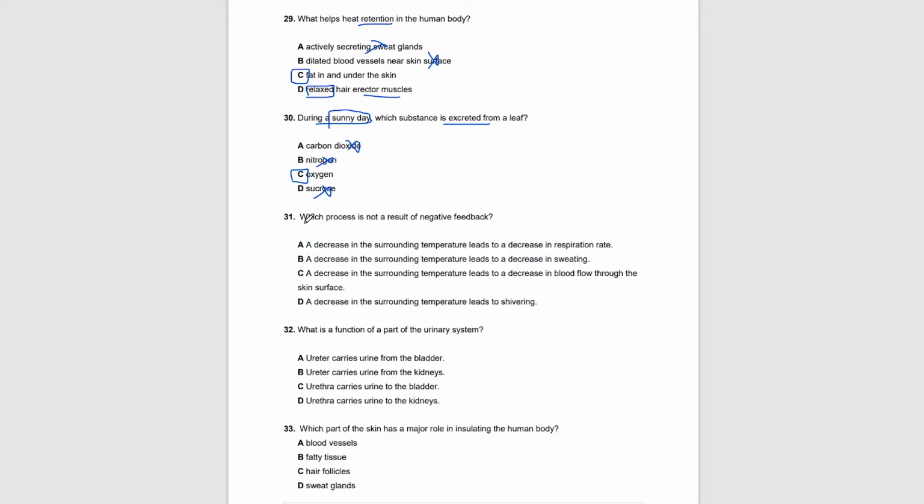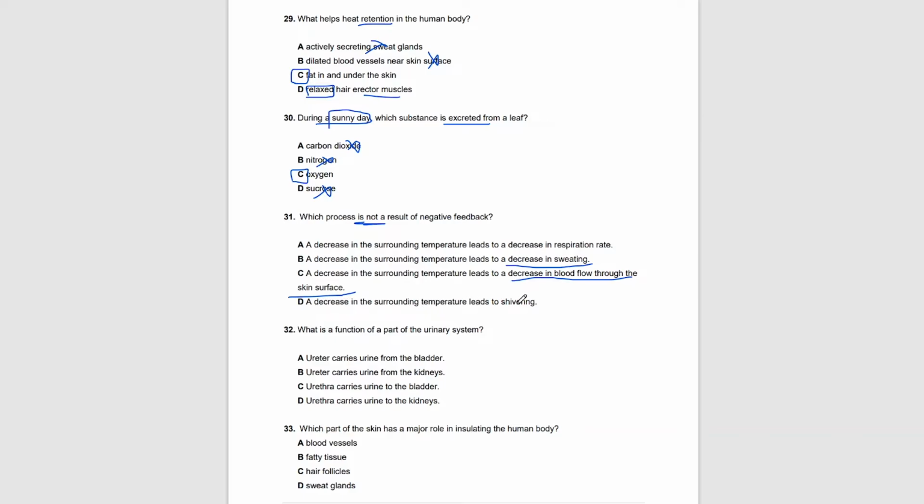Question 31. Which process is not a result of negative feedback? A decrease in the surrounding temperature leads to a decrease in respiration rate. A decrease in the surrounding temperature leads to a decrease in sweating. This is an example of negative feedback because when the sweating decreases, less heat is lost by evaporation of sweat. A decrease in surrounding temperature leads to a decrease in blood flow through the skin surface. When less blood flows to the skin surface, less heat is radiated or lost by convection. So it is also an example of negative feedback.